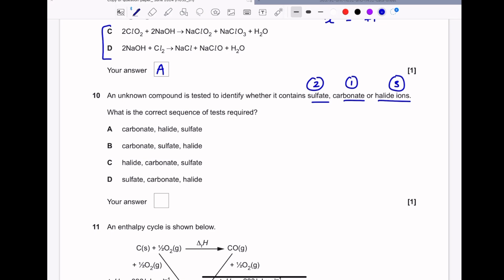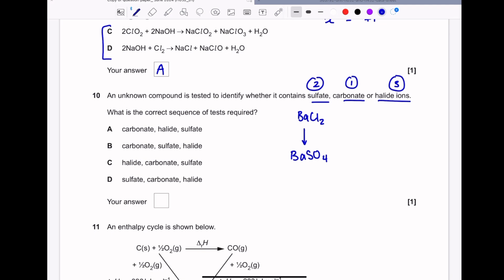If you were to do the sulfate test first, sulfate test involves the addition of BaCl2, so barium chloride, and in the presence of sulfate, the barium ions react with the sulfate to make BaSO4, which is a white precipitate. Now, the issue is Ba2+ can also react with carbonate ions, also forming a white precipitate. Therefore, this would give you a false positive for the sulfate ion, which is why it must come second.